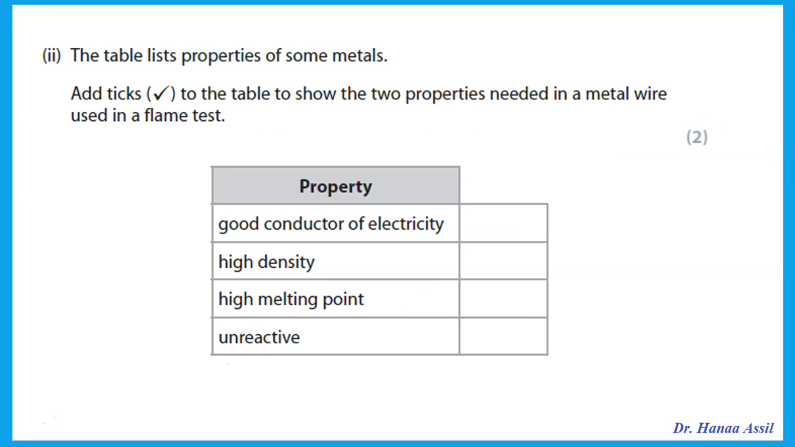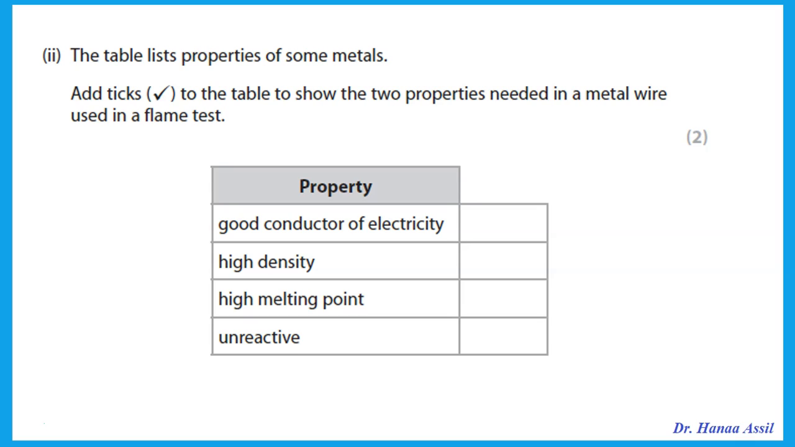The table lists properties of some metals. Add ticks to the table to show the 2 properties needed in a metal wire used in a flame test. Remember, which metal do we use for a flame test? We use platinum. Now, platinum is a transition metal.